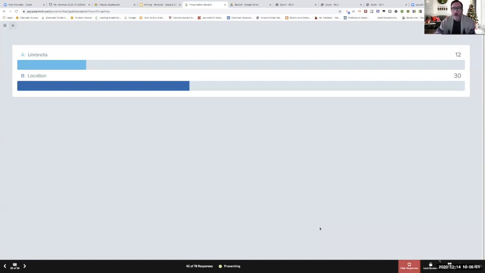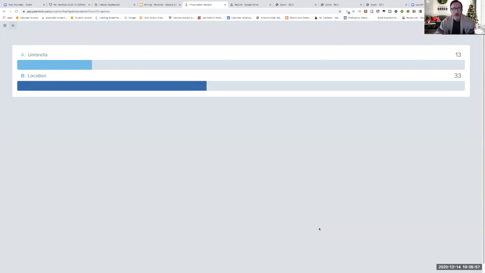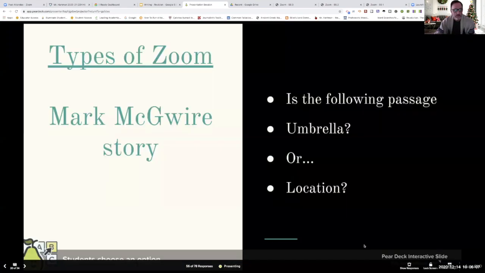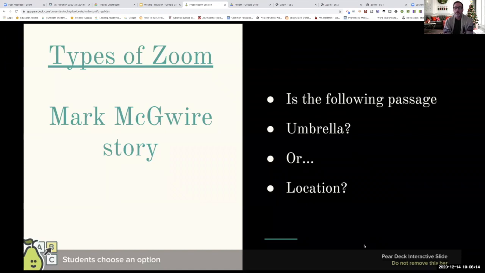Okay, so we have 12 for umbrella, 33 for location. Yeah, this would be an example of a location zoom. Why is that? Well, because all of this action is taking place at one location.